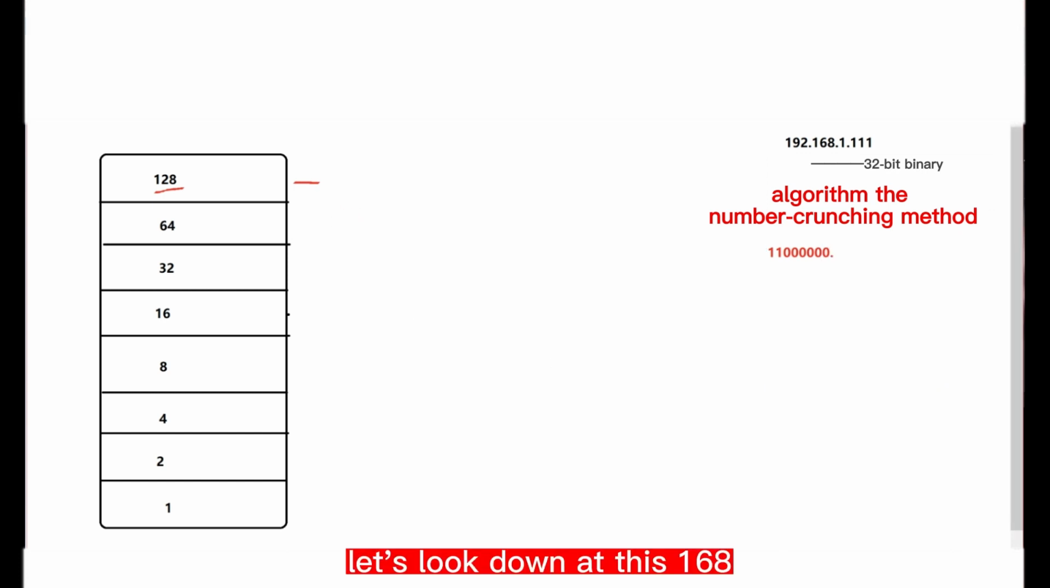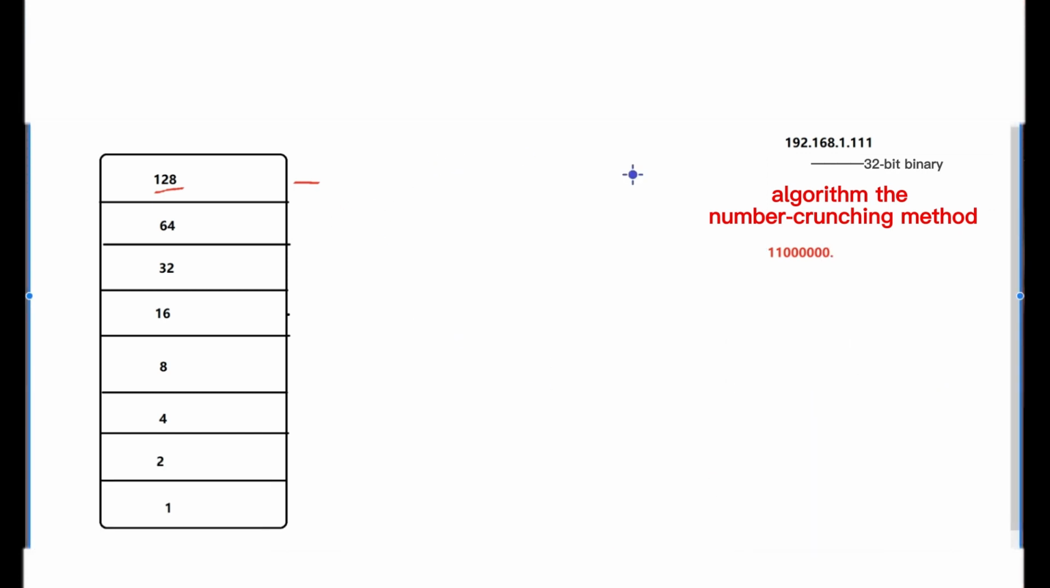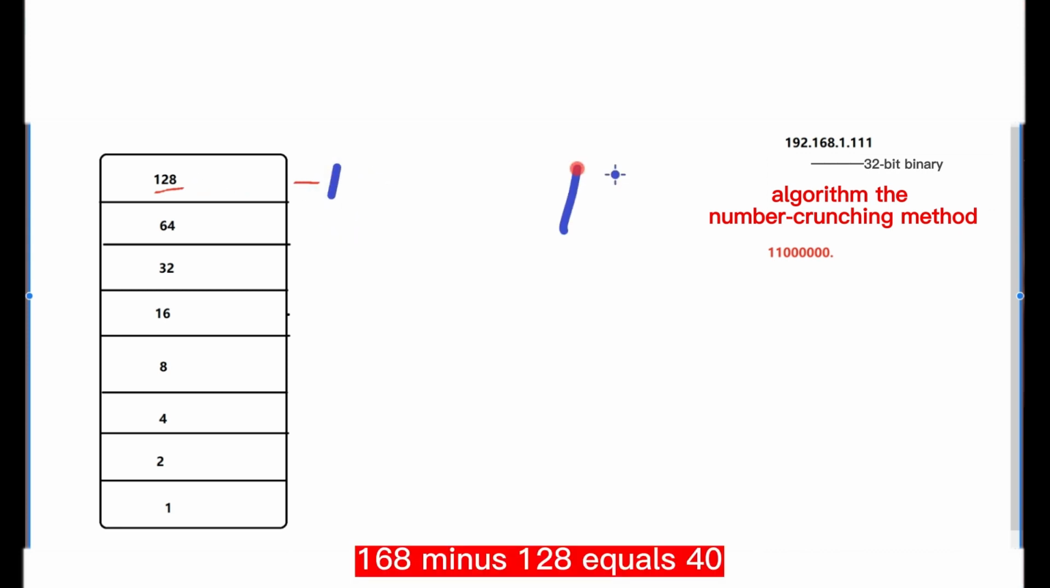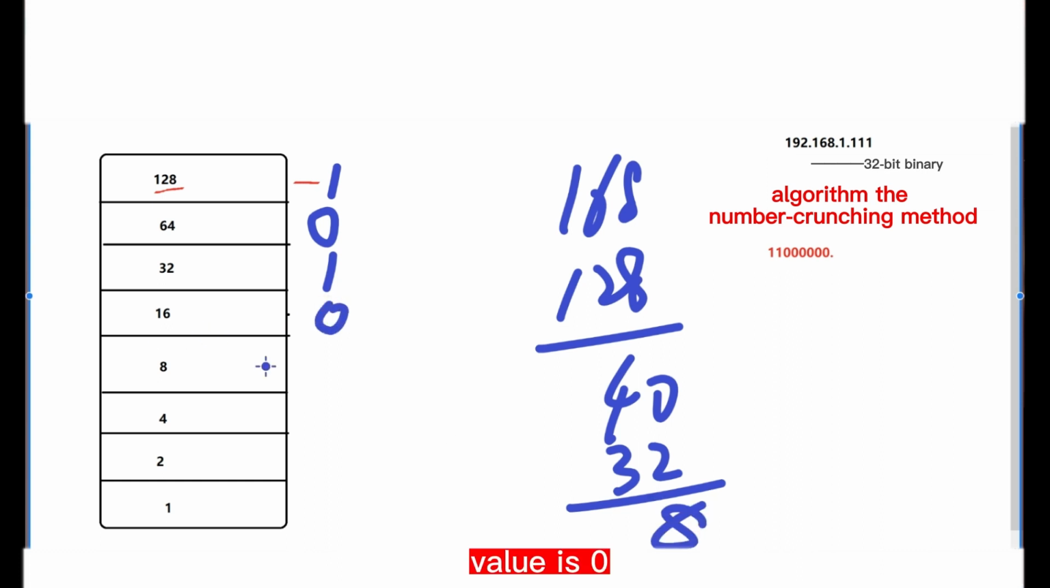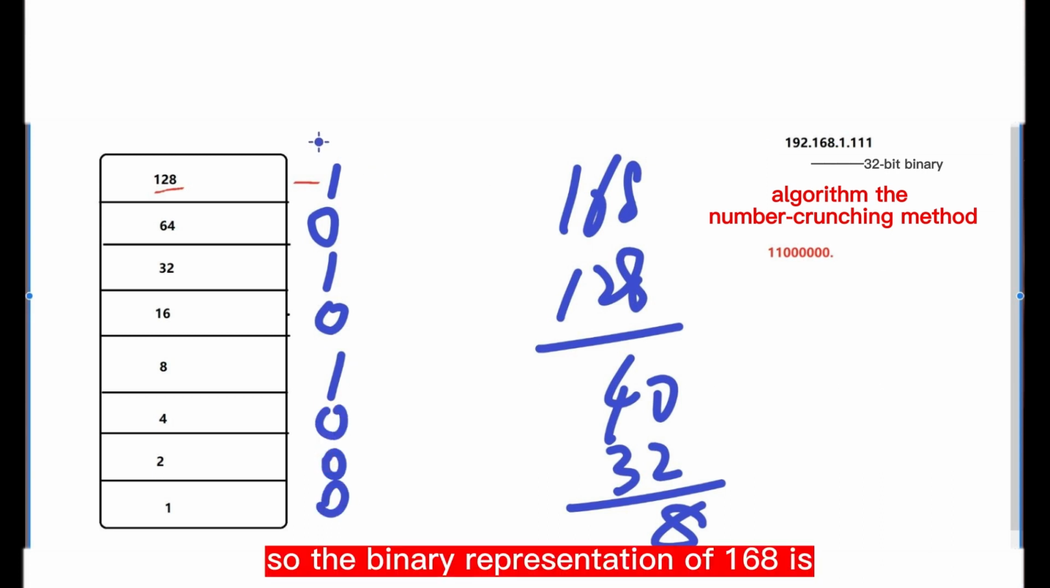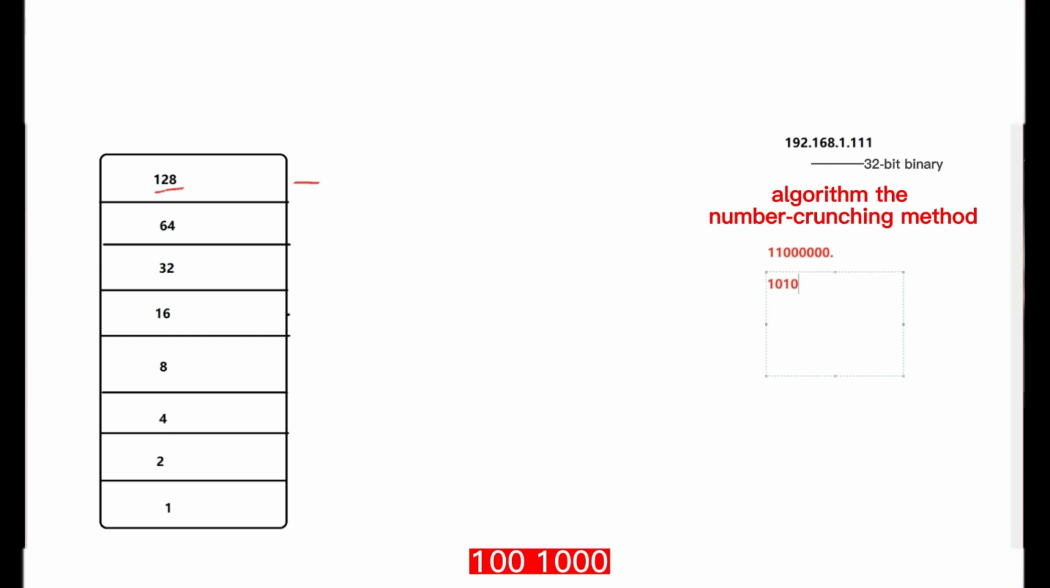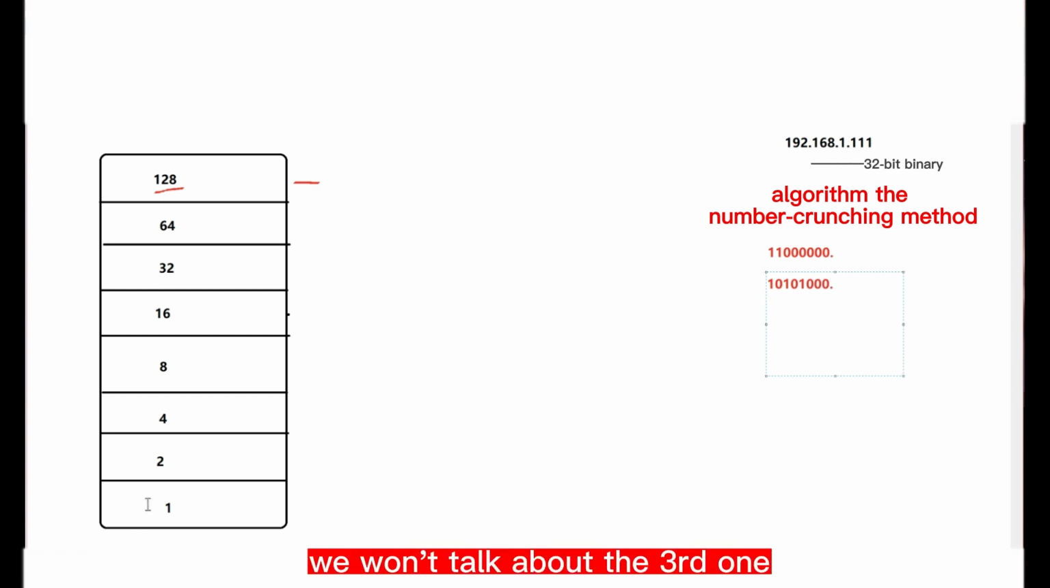Let's look down at this 168. First of all, 128 can be bought. 168 minus 128 equals 40. That 64 can't be bought, so the value is 0. 32 is available, value is 1. 16 can't be bought, value is 0. 8 is just right to buy, value is 1. After buying 8, all the remaining values are 0. So the binary representation of 168 is 10101000.